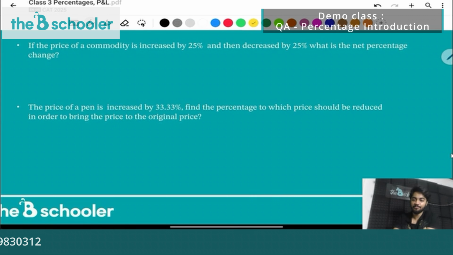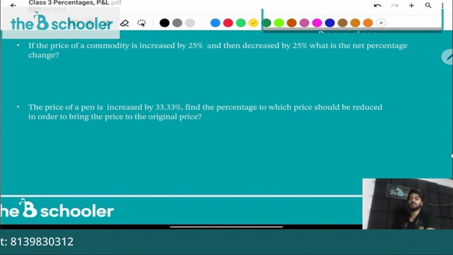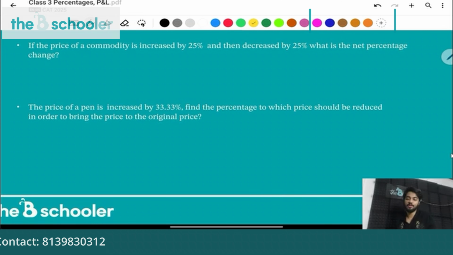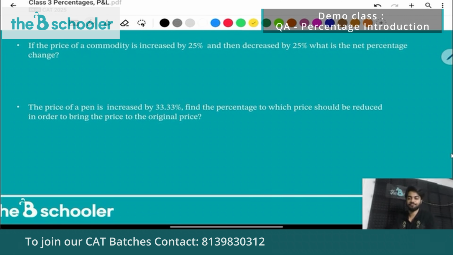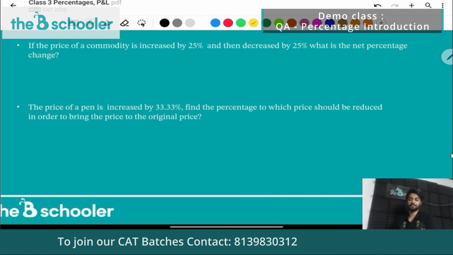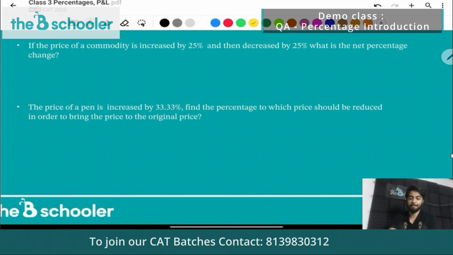Is that clear? So was this question clear? Only Ashna is saying yes. What about others? Guys, if you have any doubt, please ask me. Please unmute and ask. Otherwise, please tell me it's clear. Is this clear or no? Okay, fine.